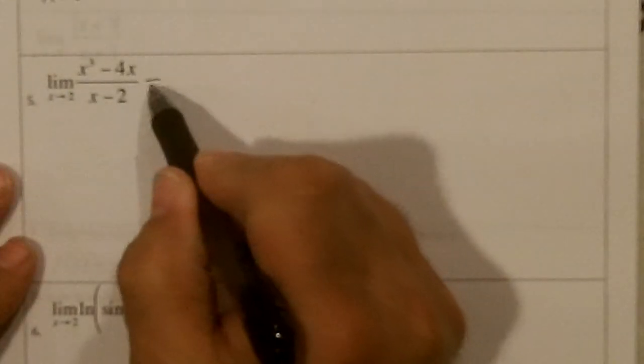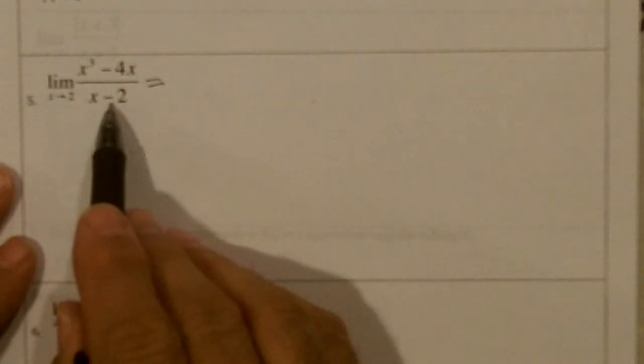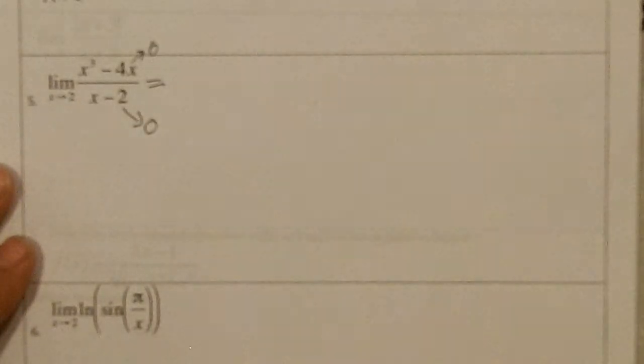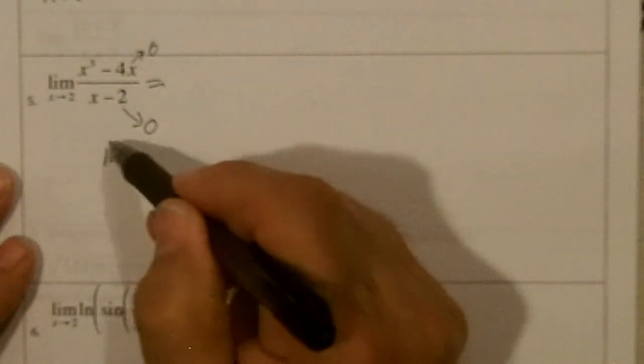Number 5. All right, can I put 2 in? That gives me 0 in the denominator. It gives me 8 minus 8, 0 in the numerator. So indeterminate.